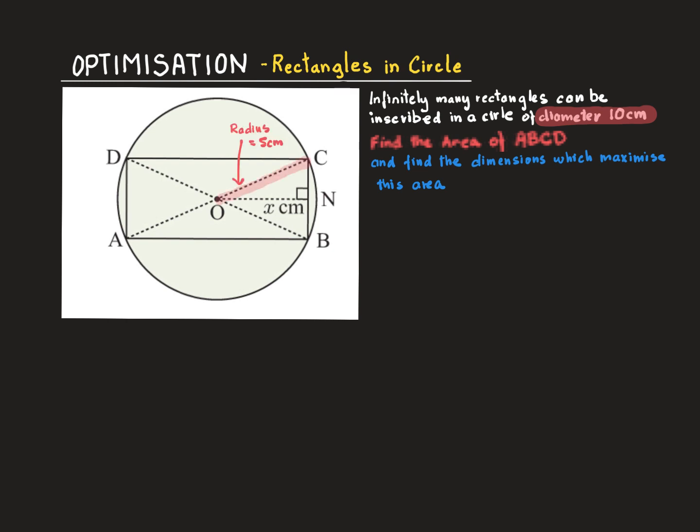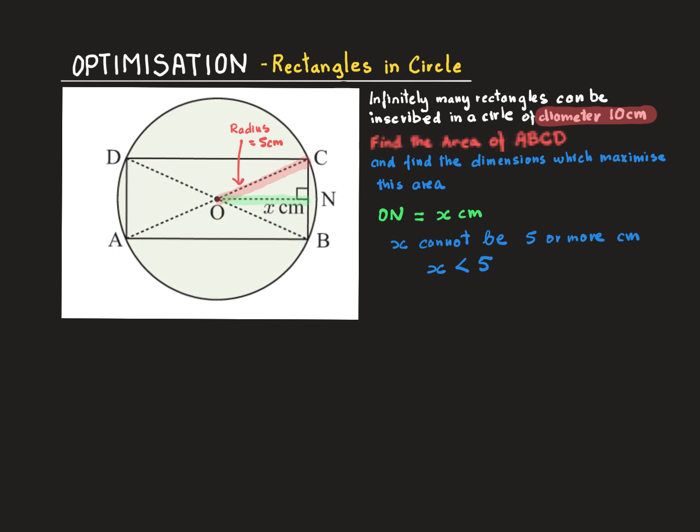We're told that ON is x centimeters. Because the radius is 5 centimeters, we cannot extend that x value to be any more than 5 centimeters. So there is a boundary on the value of x. It cannot be 5 centimeters and it cannot go beyond 5 centimeters. So x is less than 5, not equal to 5.